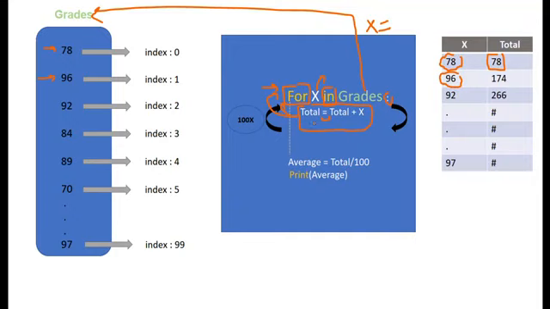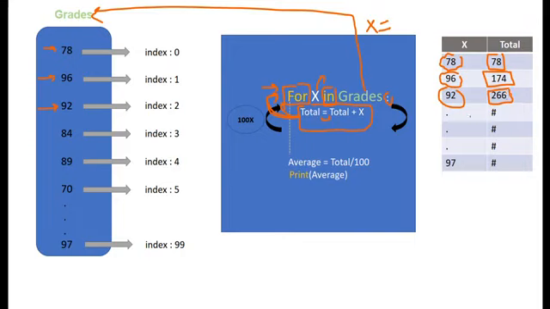Okay, what is the current value of total? 78, right? 78 plus the current value of x, which is 96. And therefore the total will be updated to 174. All right, next, Python will go back to the header and update the variable x. What is x? 92, which is the third element in the list, right? Next, we go to the body. Total is equal to total plus x. So 174 plus 92, which is 266.